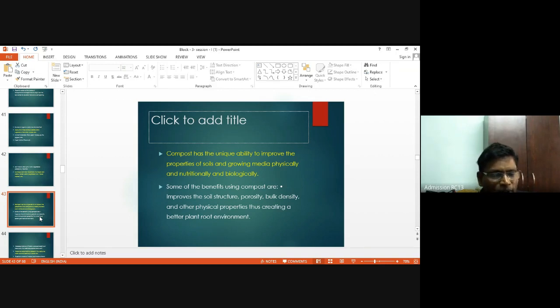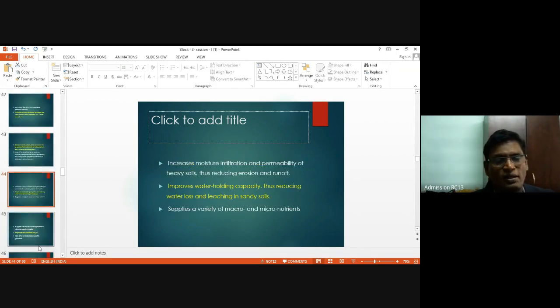All these contribute, which is why we highlight them under different titles and topics. The importance of this usage is that it improves soil structure, porosity, bulk density, and other physical properties, creating a better plant root environment. It will enhance the nutrition value of the soil and contribute to plant growth, and increase moisture infiltration and permeability of heavy soil, thus reducing erosion and runoff. Even if minimum water is available, water entering the soil will be improved in heavy soils.